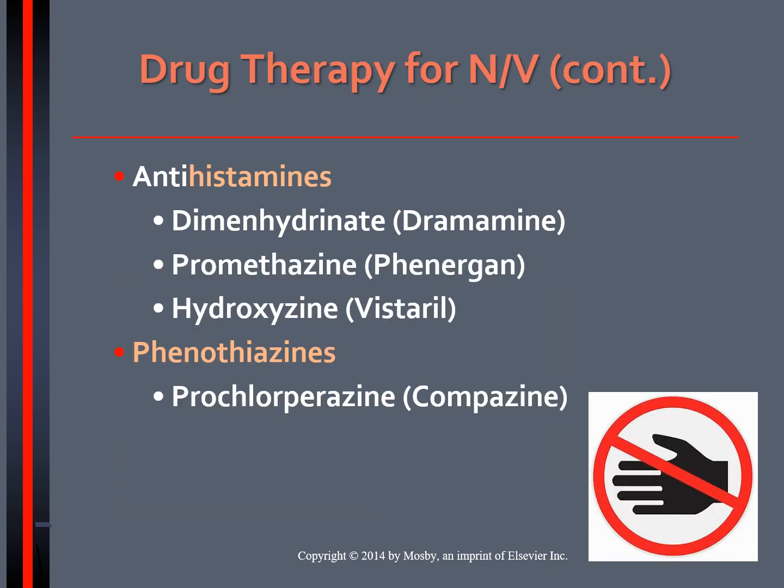So some other meds include antihistamines. This could be like Dramamine, which you can get over the counter for people that get nausea and vomiting while getting motion sickness. You can have Phenergan, Vistaril. Then you have the promethazines, which can include Compazine. Most of these can be very hard on the veins when given IV.